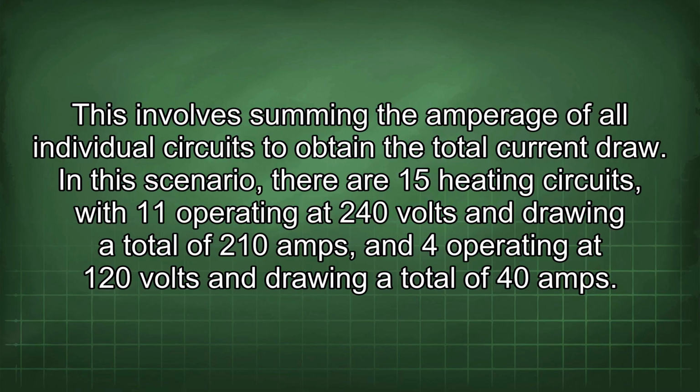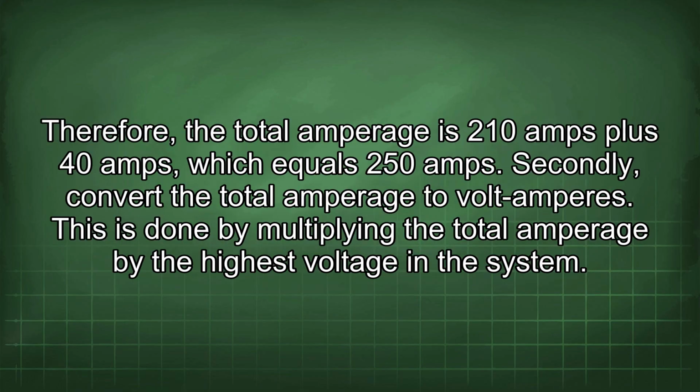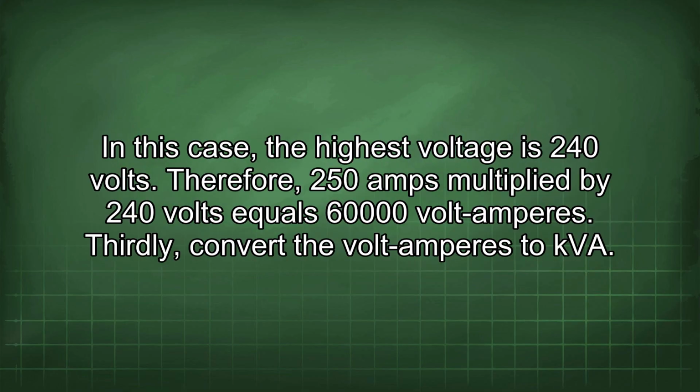In this scenario, there are 15 heating circuits, with 11 operating at 240 volts and drawing a total of 210 amps, and 4 operating at 120 volts and drawing a total of 40 amps. Therefore, the total amperage is 210 amps plus 40 amps, which equals 250 amps. Secondly, convert the total amperage to volt amperes. This is done by multiplying the total amperage by the highest voltage in the system. In this case, the highest voltage is 240 volts. Therefore, 250 amps multiplied by 240 volts equals 60,000 volt amperes.